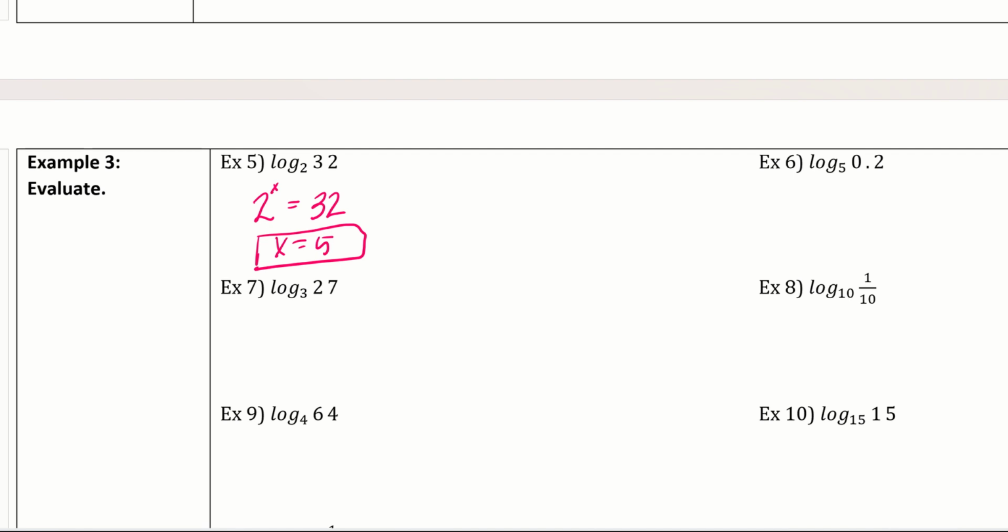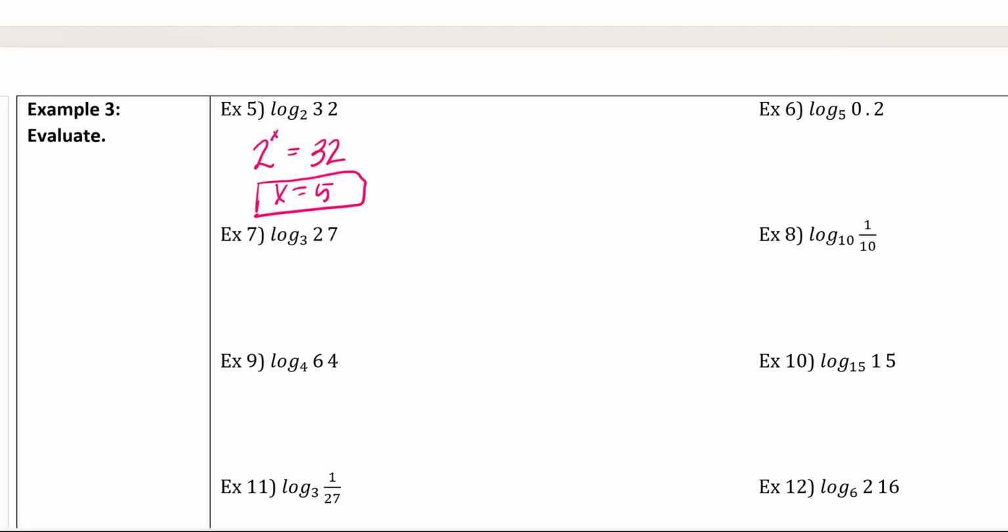Now this one is trickier because it is a decimal. Actually, you know what? We're going to go down and do 7 and 9 first, just because I want to stick with whole numbers before decimals and fractions. So let's do 7 first. It is log base 3 of 27. So it's the base of 3 raised to what power will give me 27.